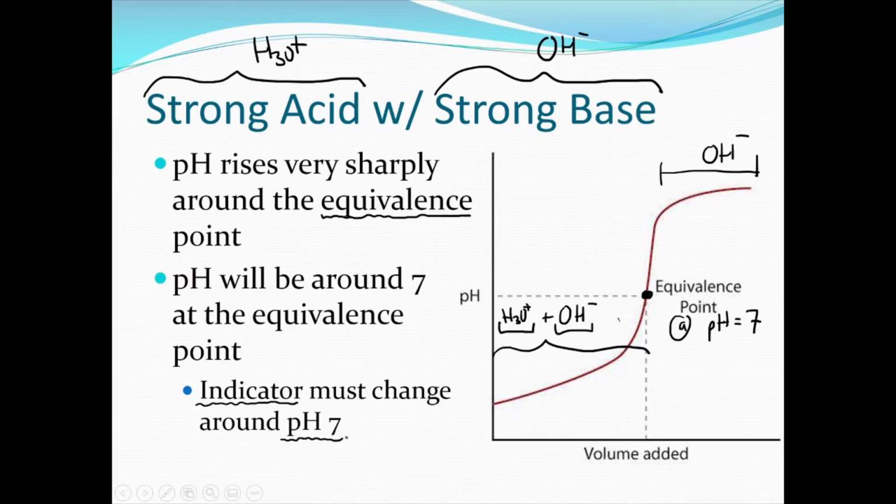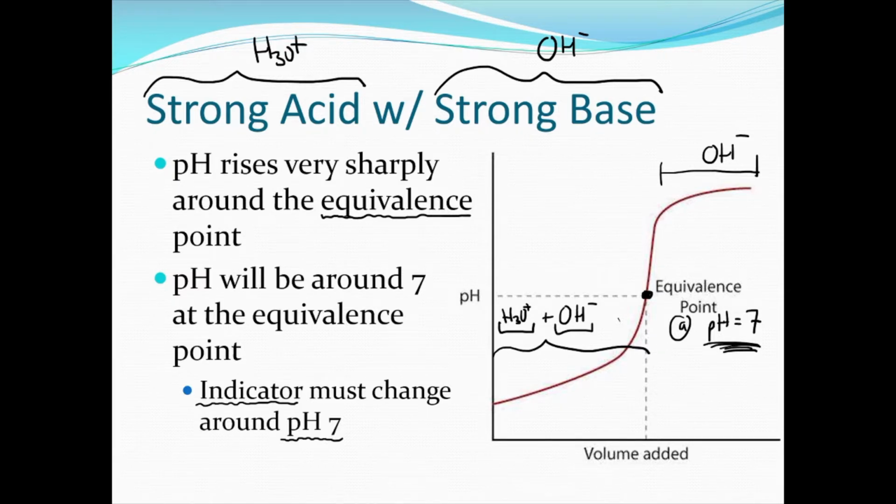If you recall from our indicator lesson, one of the more common indicators we use is phenolphthalein, but phenolphthalein actually changes color at a pH higher than 8. So phenolphthalein is actually a really bad indicator for strong acid, strong base titrations because its color change occurs well past the equivalence point of pH 7.